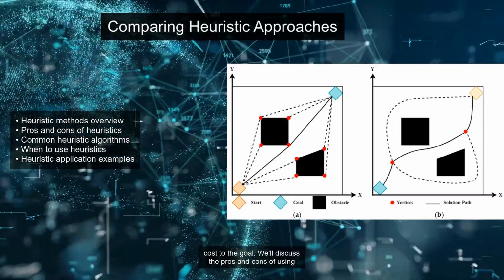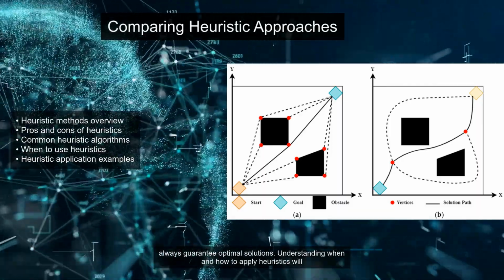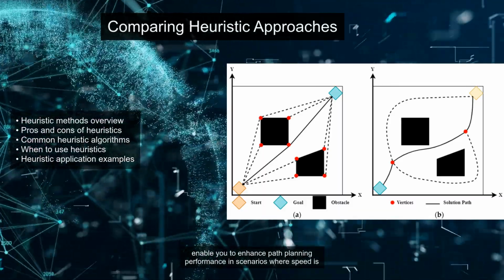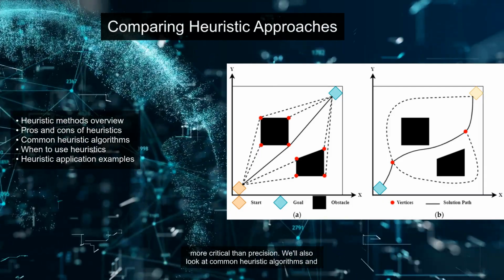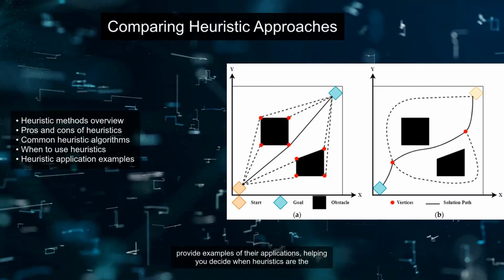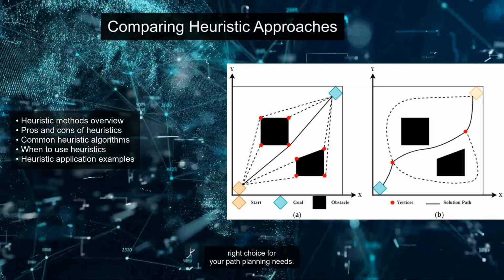We'll discuss the pros and cons of using heuristics, noting that while they can greatly improve efficiency, they might not always guarantee optimal solutions. Understanding when and how to apply heuristics will enable you to enhance path planning performance in scenarios where speed is more critical than precision. We'll also look at common heuristic algorithms and provide examples of their applications, helping you decide when heuristics are the right choice for your path planning needs.